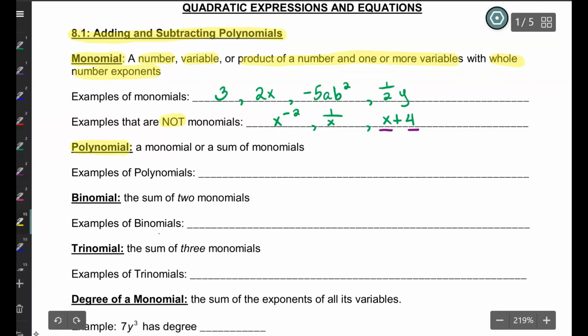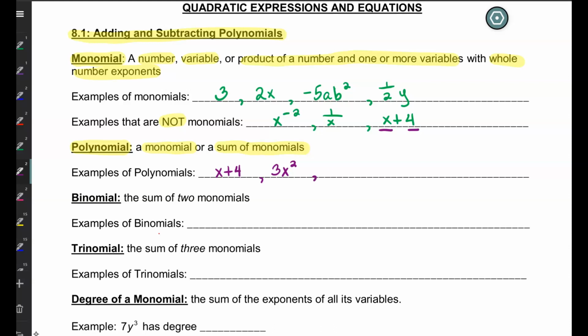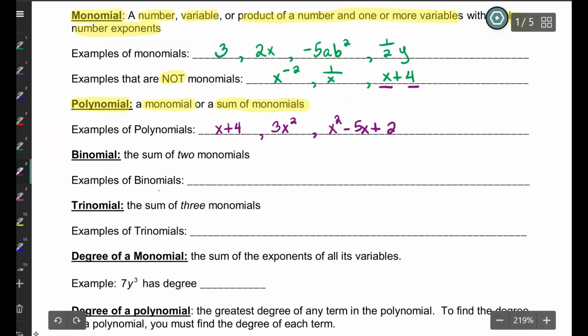A polynomial is basically, it can just be one term. It can be a monomial, or it can be a sum or difference technically of monomials. So now you could have x plus 4. You could have just one term, 3x squared. You could have x squared minus 5x plus 2. Okay? Those are examples of polynomials. Poly meaning many.